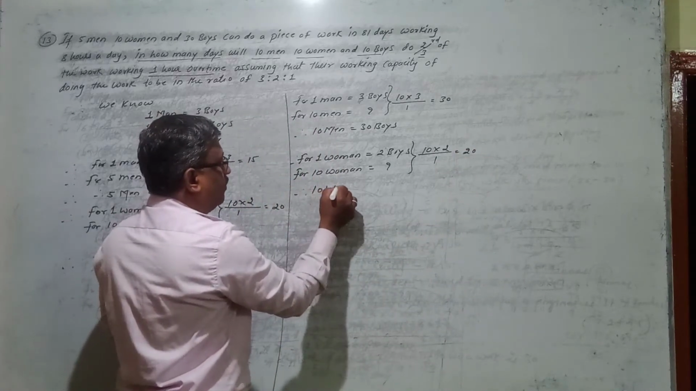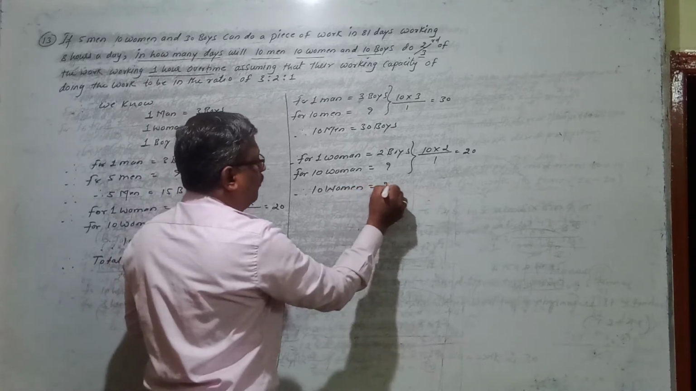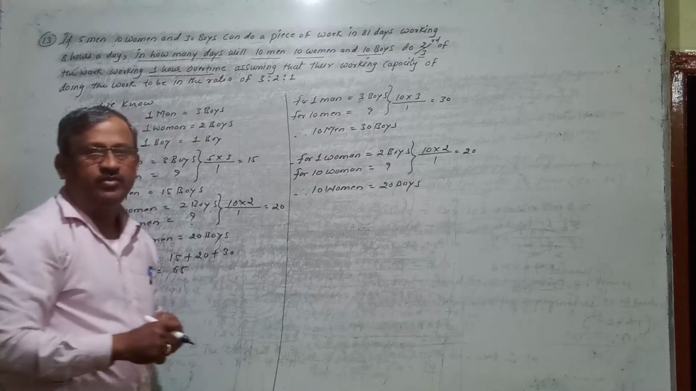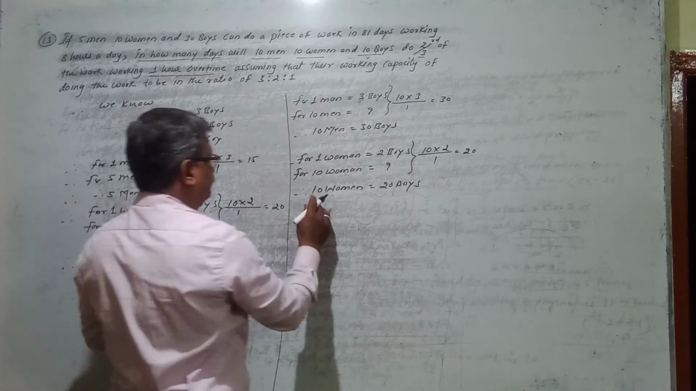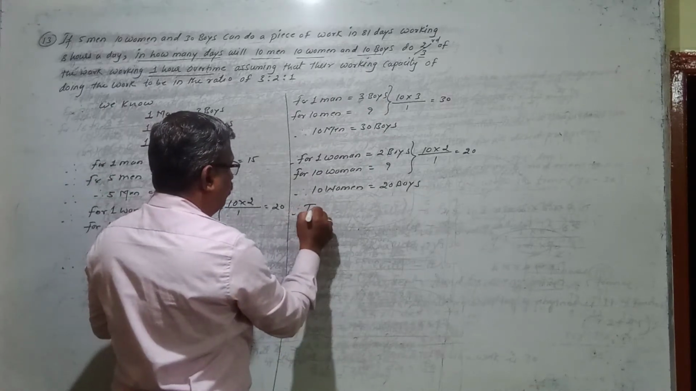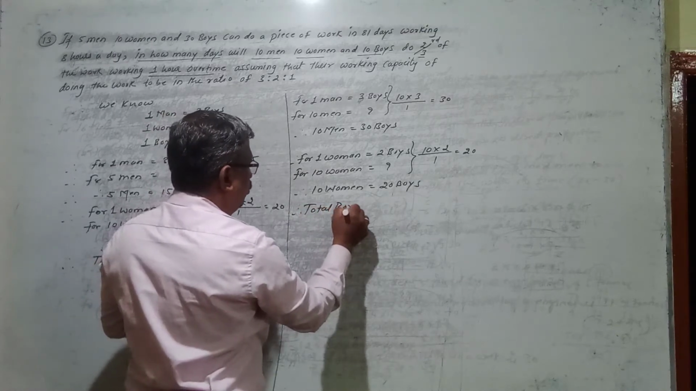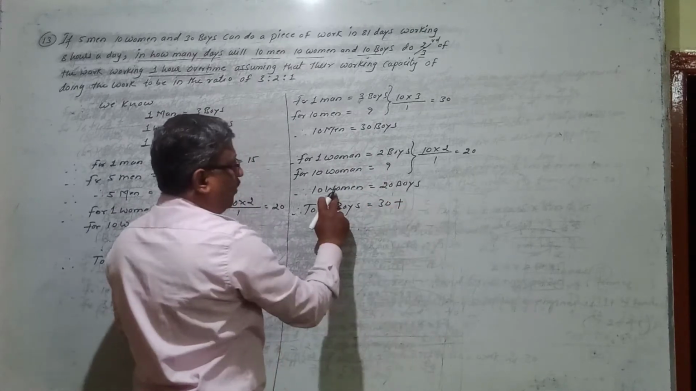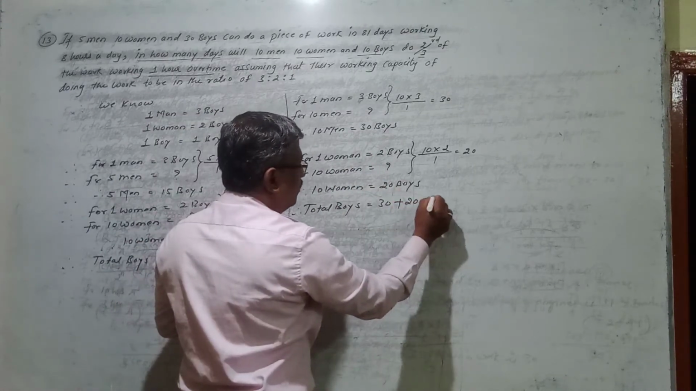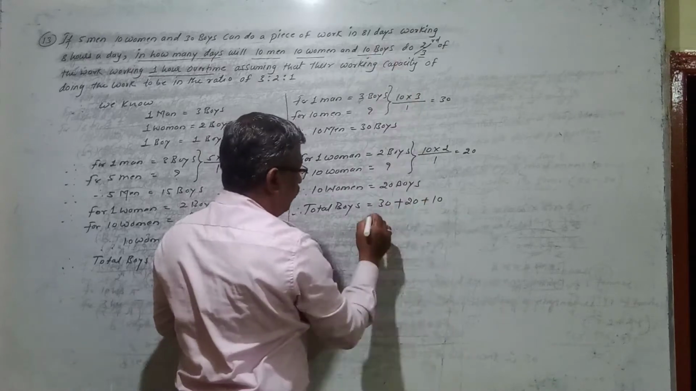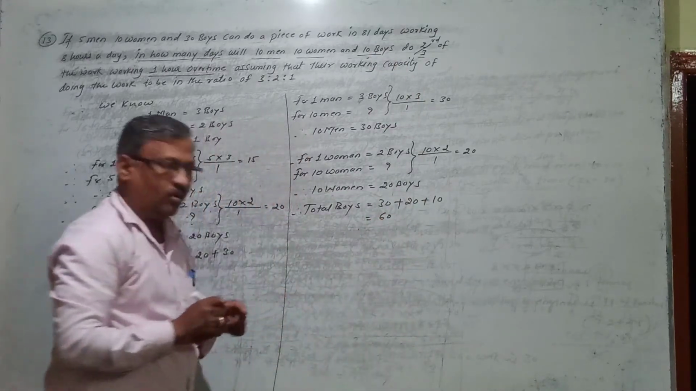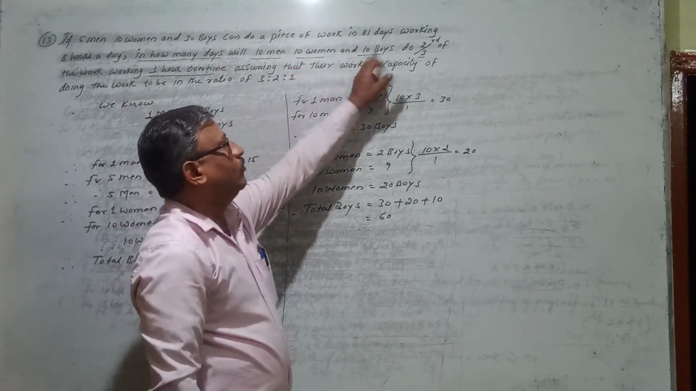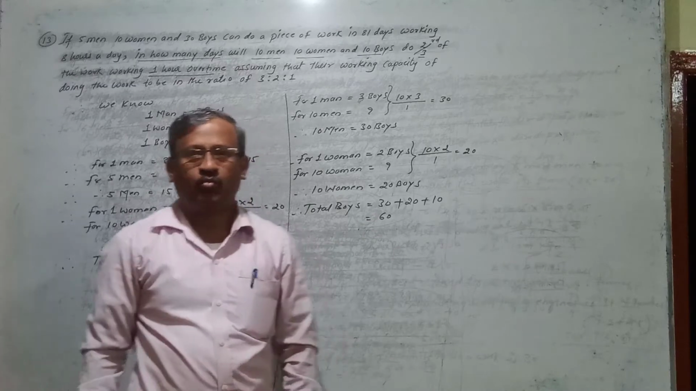So in place of 10 women we have to employ 20 boys, and already 10 boys are there, so in place of 10 boys we have to employ 10 boys only. Now we find the total boys: 30 boys for 10 men, 20 boys for 10 women, and 10 boys for 10 boys. So totally we have to employ 60 boys. So instead of employing 10 men, 10 women and 10 boys, we have to employ 60 boys.